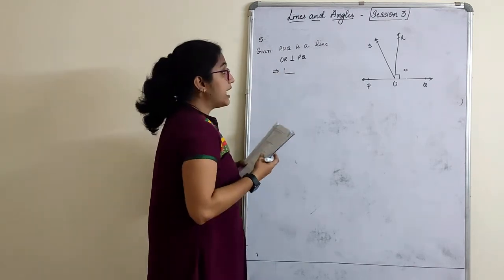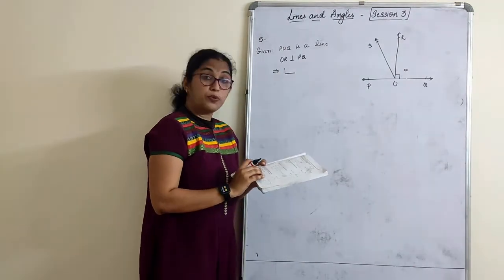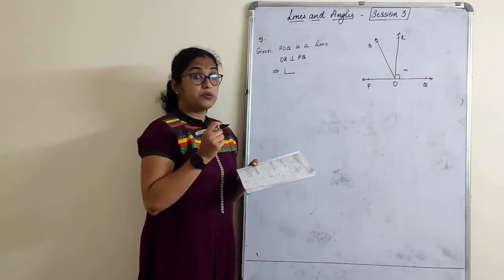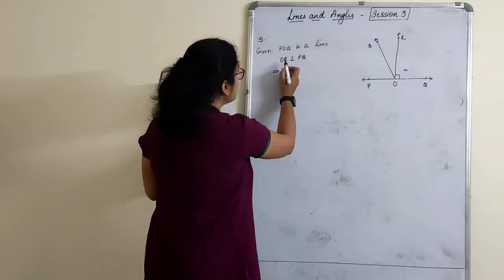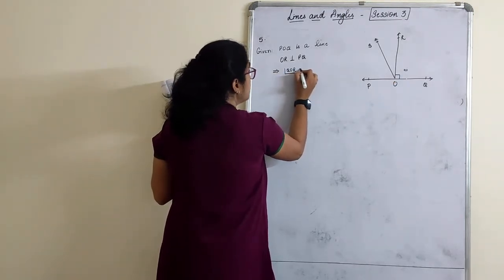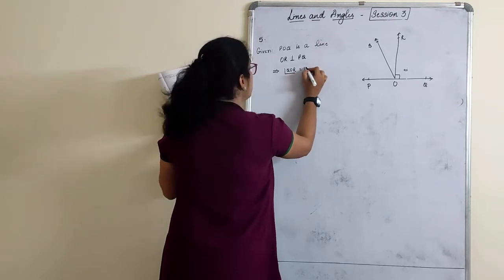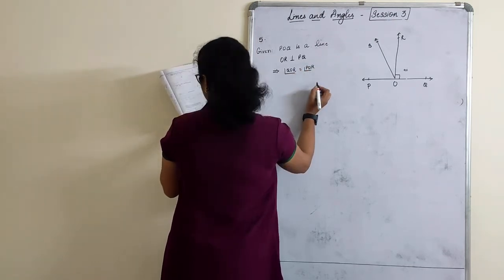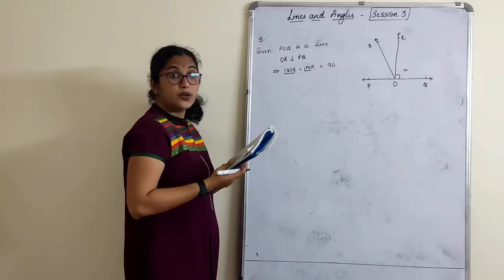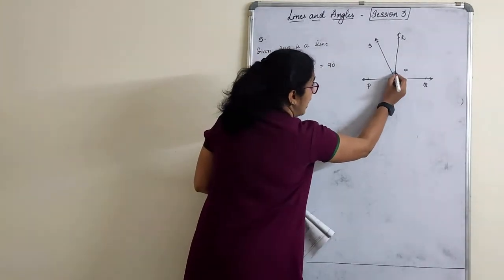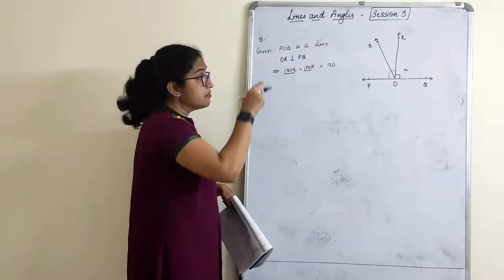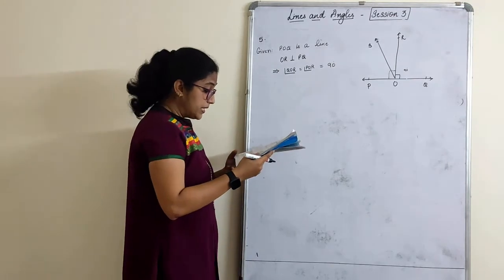Whenever you choose an angle, see what vertices they have used in the given or proving part, and try to use the same vertices. So if OR is perpendicular, can I say angle QOR is equal to angle POR is equal to 90? That means this angle and this angle are equal to 90 degrees because it is perpendicular. Keep it as it is.